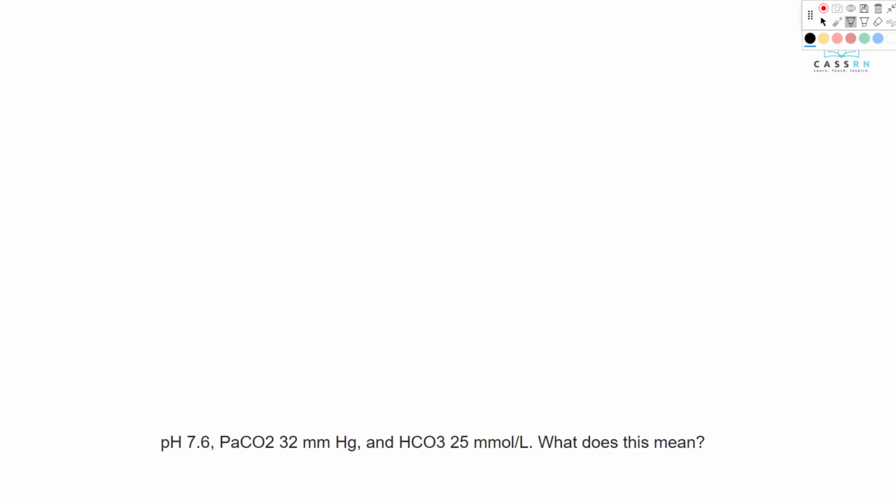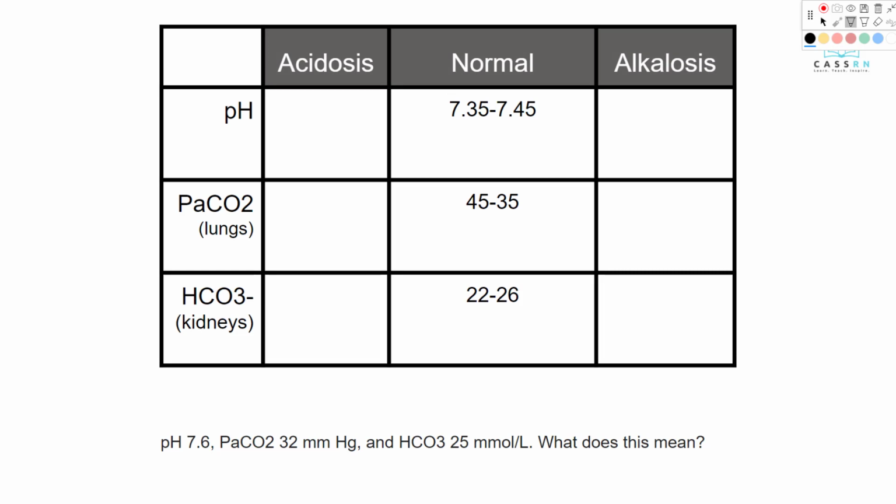All right, so looking at this really quick, I want you to try. You can pause the video right here and see if you want, but same concept. You're going to go ahead and put in your table. So I've got my table here, and then we're going to plug in our numbers. So our pH is 7.6, so that's actually over here into the base. And then our PaCO2 is 32. And then our HCO3 is 25, so that's actually in the normal range. So it's going to go down here in the middle.